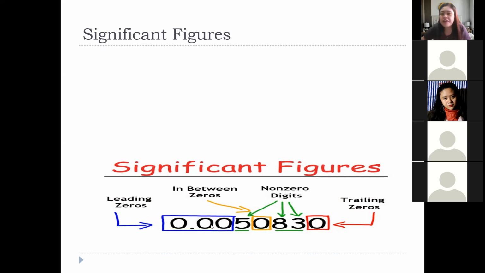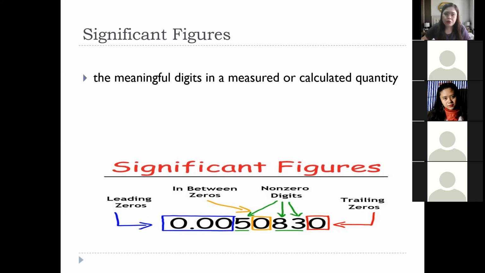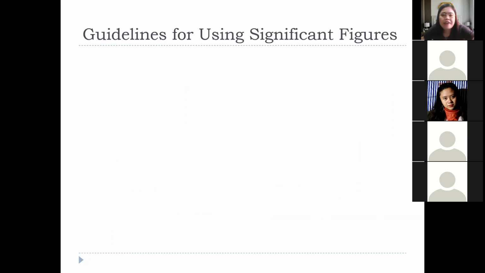Now let's have a review of our rules for the significant figures, because we will be using this. We will be applying this even in the computation of the scientific notation. So we will apply it after. So these are the guidelines.